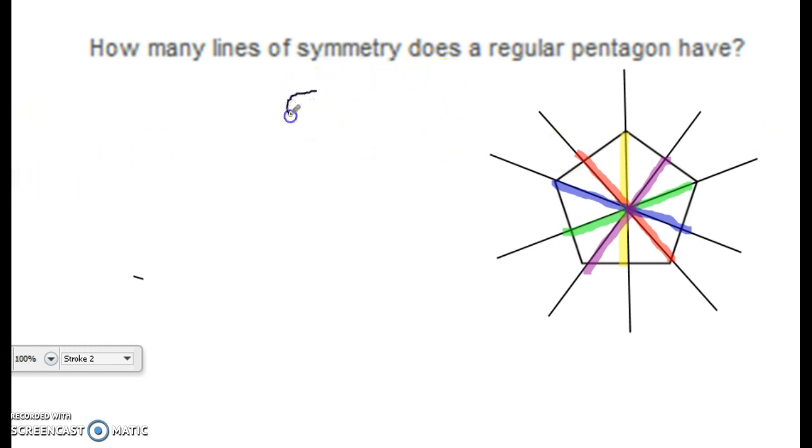Now y'all are not going to want to get a picture and draw those lines every time. Here's the deal. Anytime you have a regular polygon, it's going to have the same amount of lines of symmetry as it does sides. So that's a super awesome shortcut. Anytime the polygon is regular, and remember regular means all the sides are equal and all the interior angles are equal, then however many sides it has is how many lines of symmetry it has.